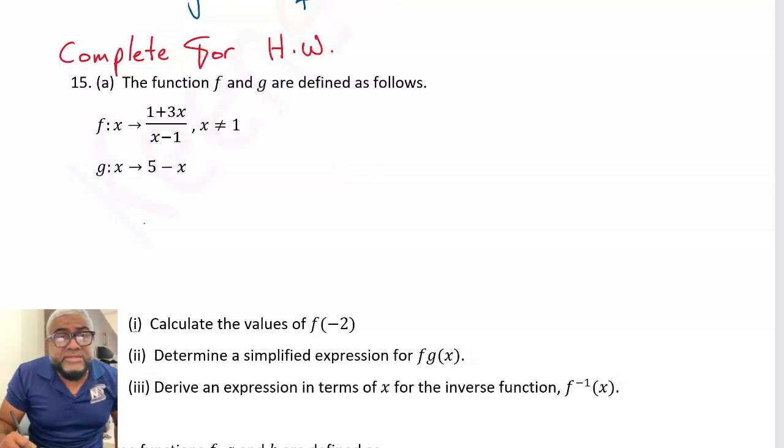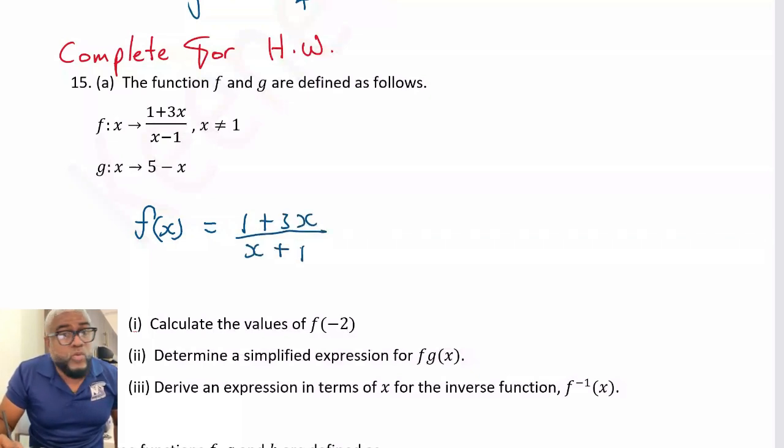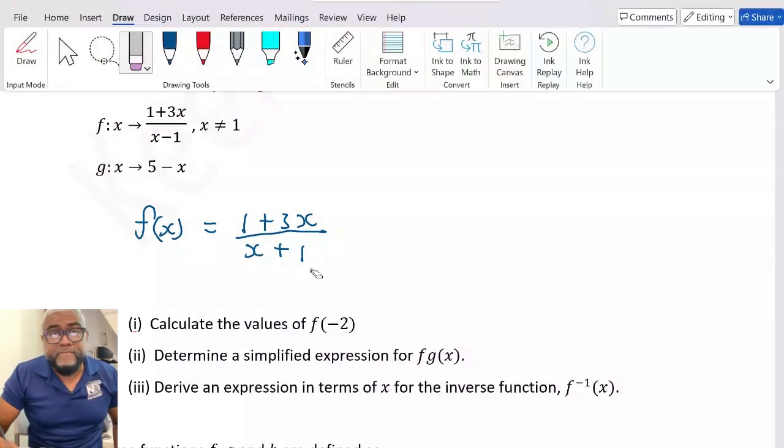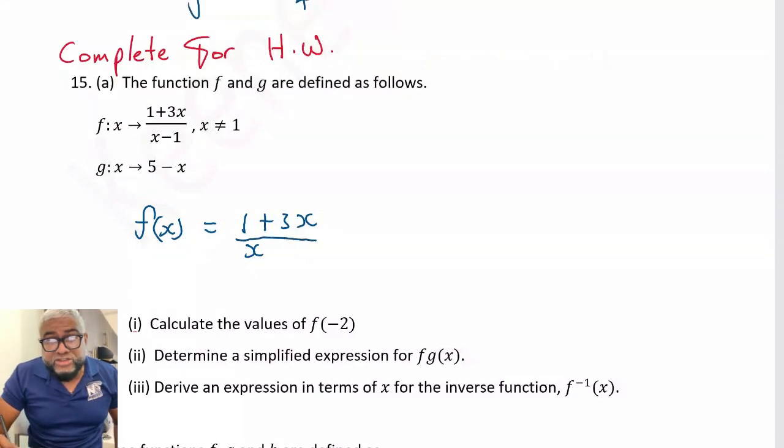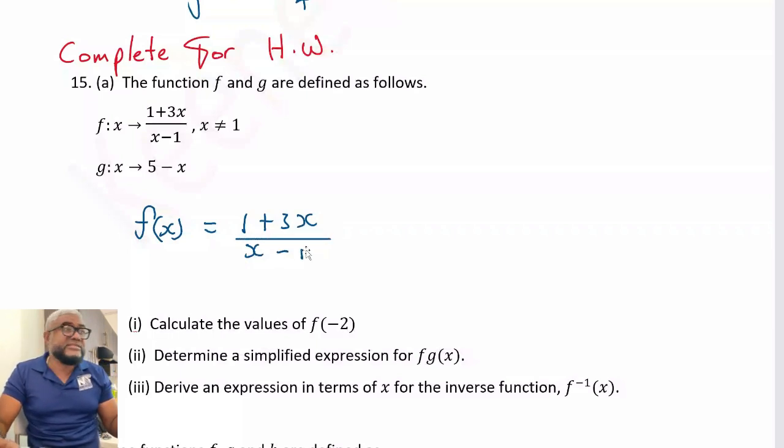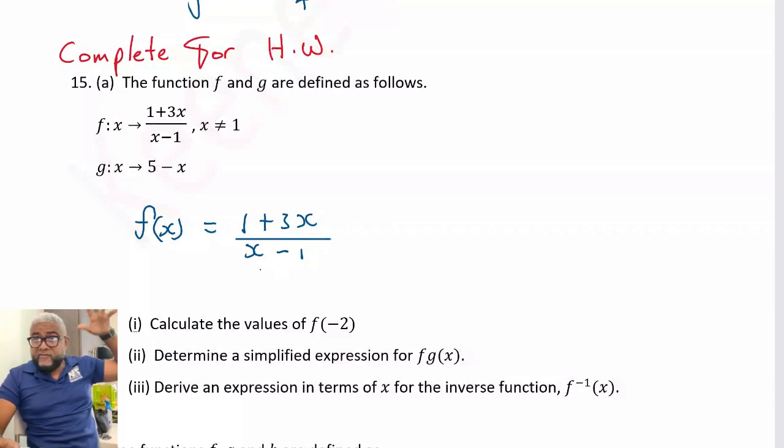What did I tell you all last week? This could simply be written as f of x is equal to 1 plus 3x over x minus 1. Simple stuff, right? CSEC would throw this type of notation at you to confuse you, but it means the same thing as f of x is equal to that, right? If I ask you to find f of anything, I replace whatever they ask us to find, f of negative 2 in this case, I replace x with negative 2, proper thing, right?